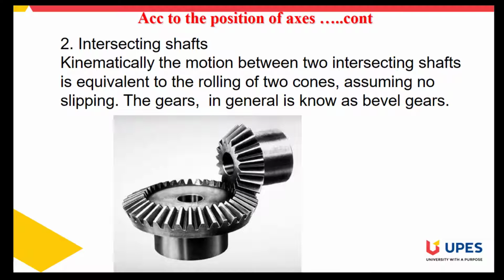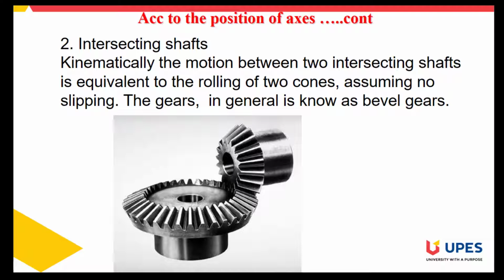Now another category of gearing where the two shafts are non-parallel but they are intersecting at a certain angle. If we talk about their kinematics, then we can say that kinematically the motion between the two intersecting shafts is equivalent to the rolling of two cones, assuming no slipping. When the two cones are rolling without any slipping, they can transmit motion from one cone to another. That is the kinematics involved when we talk about gears which are used to join two shafts which are intersecting but non-parallel. The gears in general are called bevel gears.